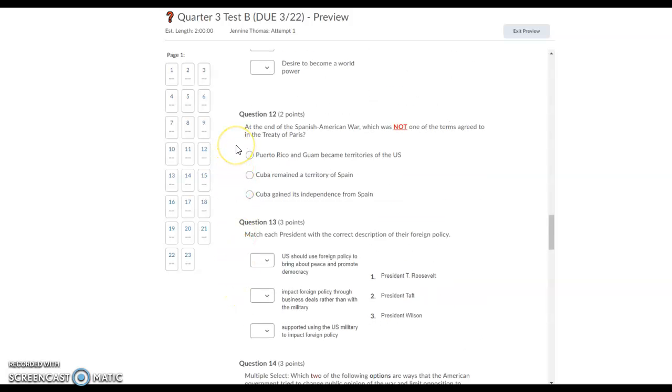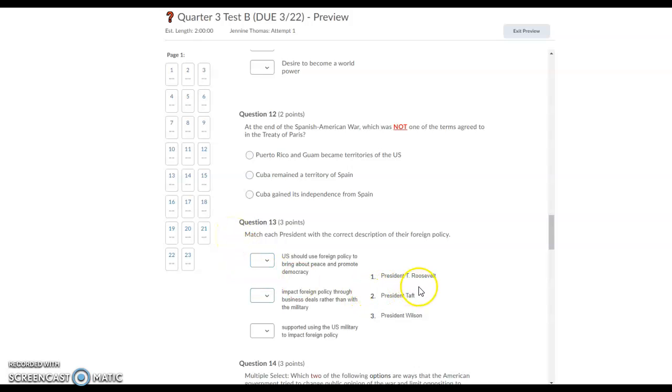Number 12, at the end of the Spanish-American War, which was not one of the terms agreed to in the Treaty of Paris? Puerto Rico and Guam became territories of the U.S., Cuba remained a territory of Spain, Cuba gained its independence from Spain. Question 13, match each president with the correct description of their foreign policy.